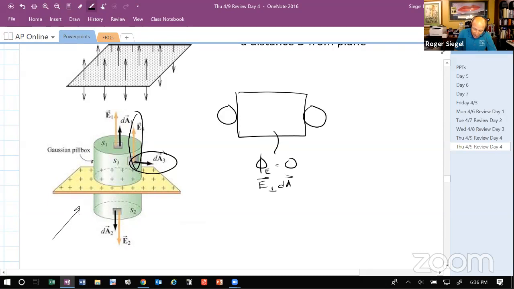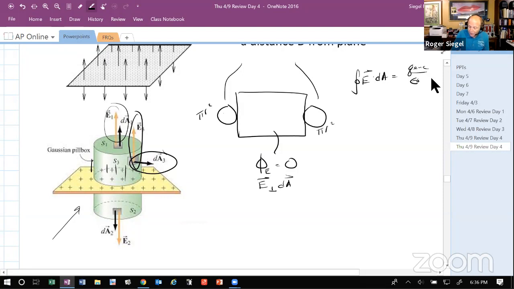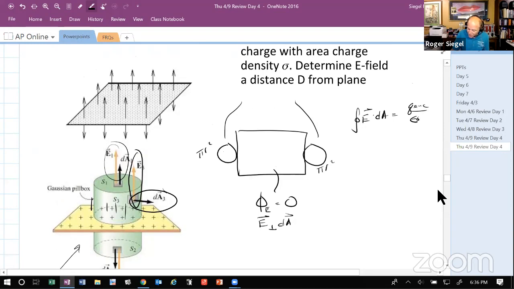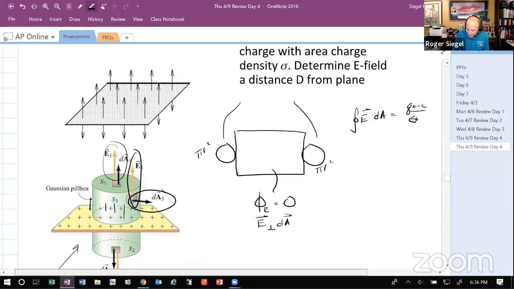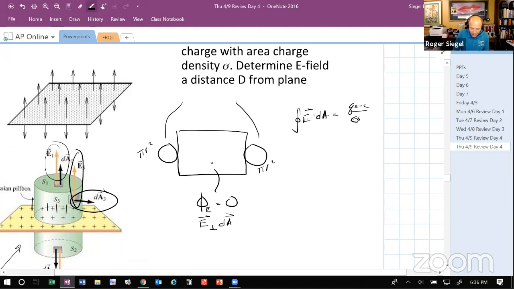Everywhere on the body of the cylinder, E is perpendicular to dA. However, at the caps, notice E is parallel. So we have pi r squared here, and pi r squared here. When we do Gauss's law, E dot dA, and we sum that up, it equals Q enclosed over epsilon naught. Let's do this left side, and then we'll come back and talk about the right side. Here, again, the electric field is uniform.